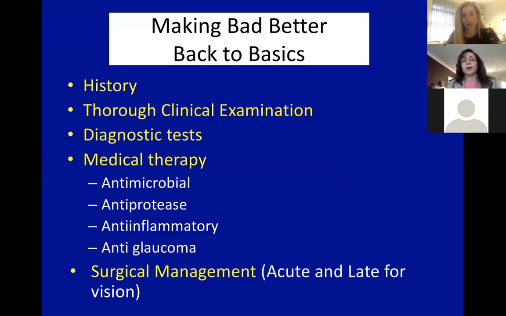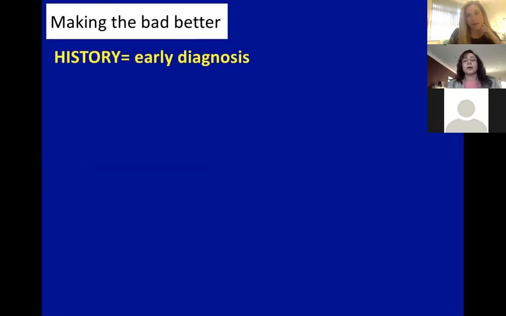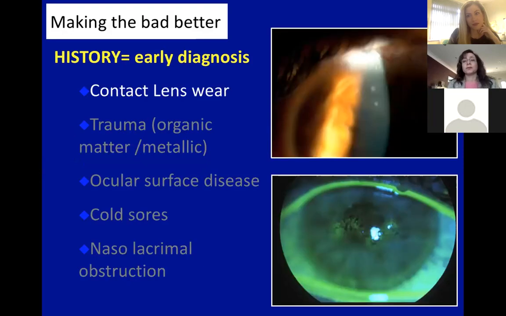So how can we make bad better? We have to go back to basics. We have to take a thorough history, a thorough clinical examination, use all the diagnostic tests that are available to us, start with medical therapy, and then we also have to augment sometimes with surgical interventions. So history is very important for early diagnosis. Always ask the patient if they are a contact lens wearer or not, because your treatment will change depending on whether the patient is a contact lens wearer or not. And how often you bring the patient back is also guided by this.